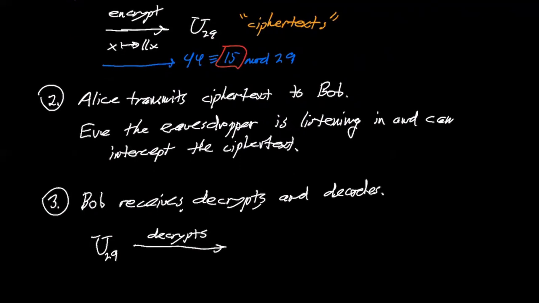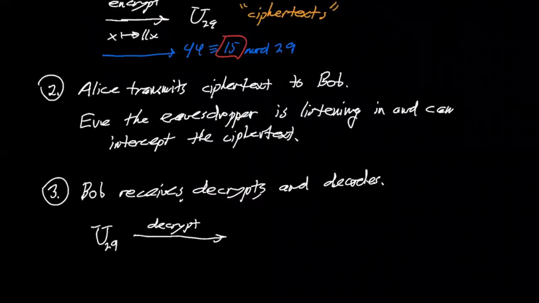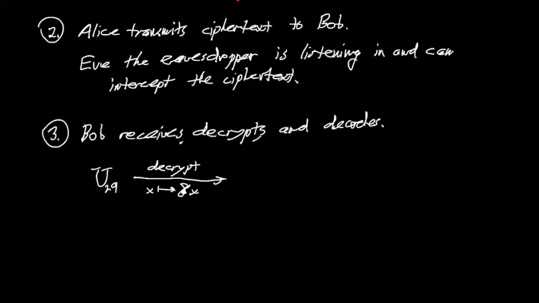we actually saw the first day of class, was the map x goes to 8x. Because that's what undoes, multiplying by 8 undoes multiplying by 11. 8 and 11 are inverses mod 29. So 8 is 11 inverse in U29. If you multiply 11 times 8, you get 88, which is 1 more than 87, which is a multiple of 29. Okay, so that's decrypt, and that ends up back in U29.